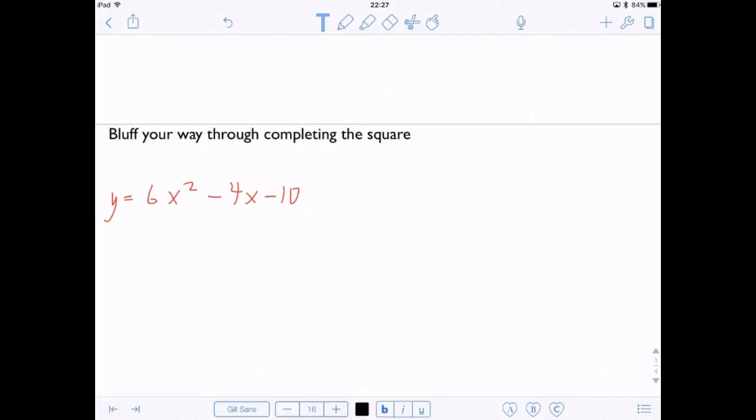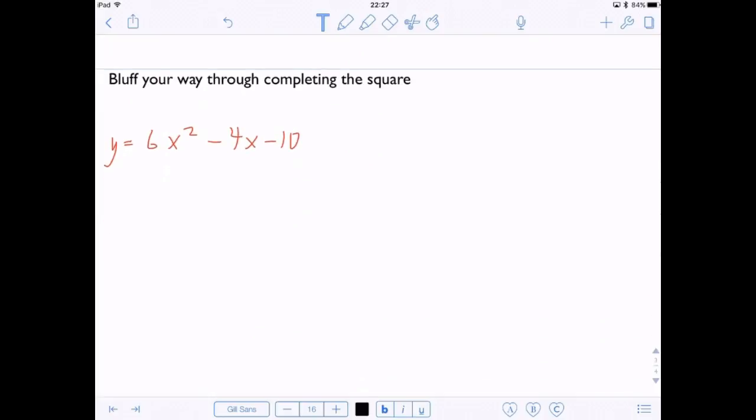So for those people who maybe don't want to make the investment in actually learning the completing the square procedure, there's a way to arrive at the answer pretty easily and maybe get most of the points that they're going to give you for completing the square.